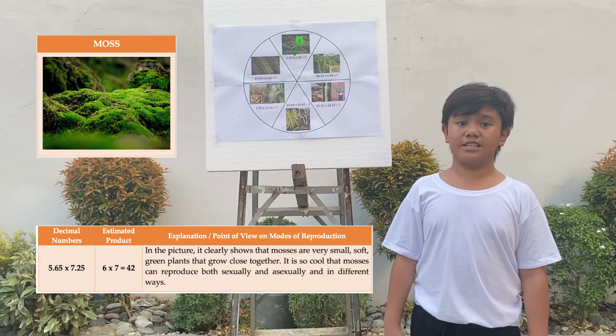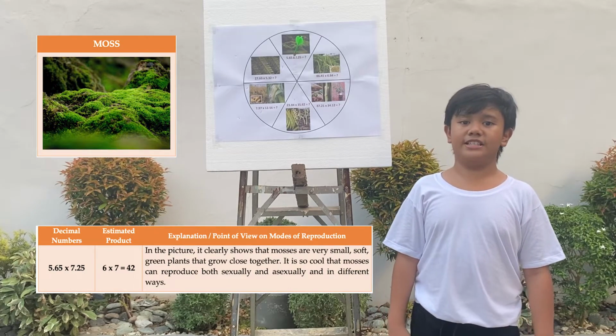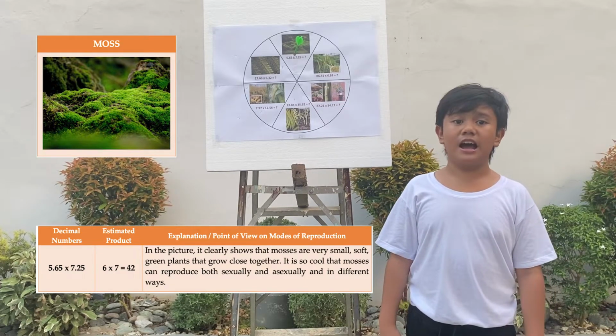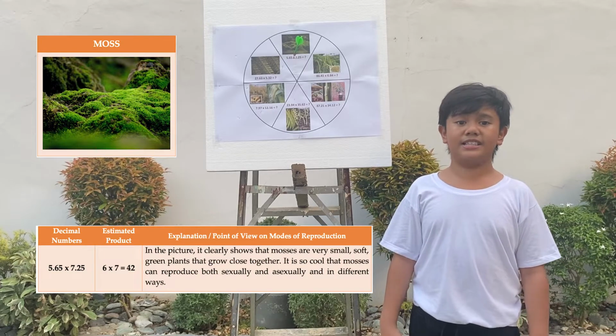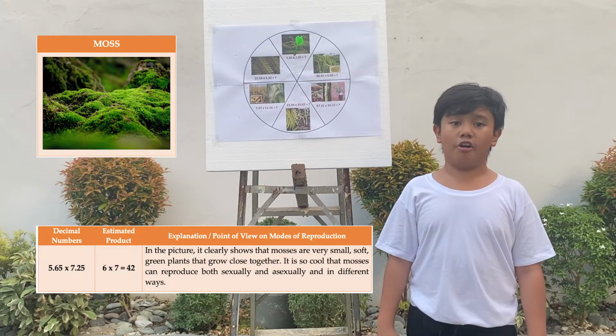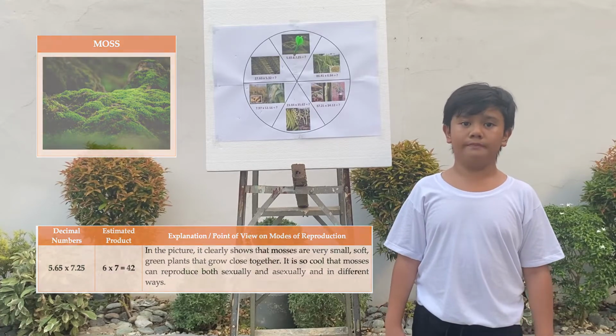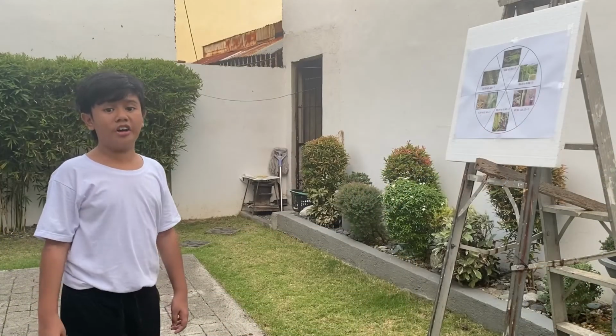For the given decimal numbers 5 and 65 hundredths times 7 and 25 hundredths, I will multiply 6 and 7, and with that, I got the estimated product, which is equal to 42. Let's have another throw.